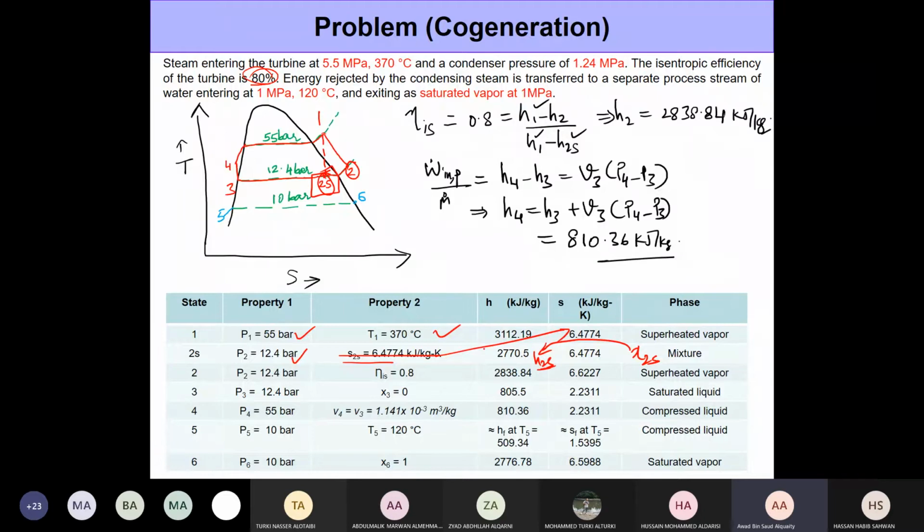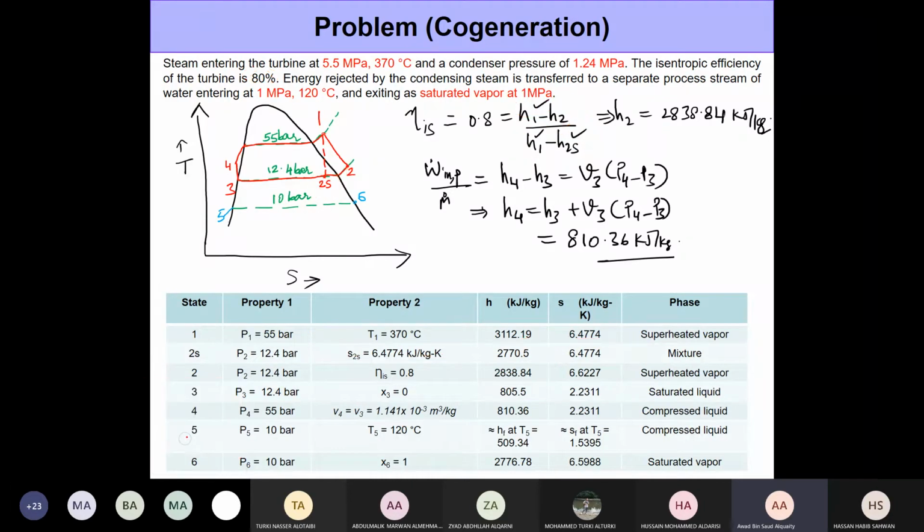This is what we have done before as well. Now you have S2s, you have H1, and you have the isentropic efficiency given, right? To remind you, the isentropic efficiency for a turbine is simply the actual work output divided by the ideal work output, or the isentropic work output. So we have everything known here. The only unknown is H2. You plug in the numbers and H2 comes out to be 2,838.